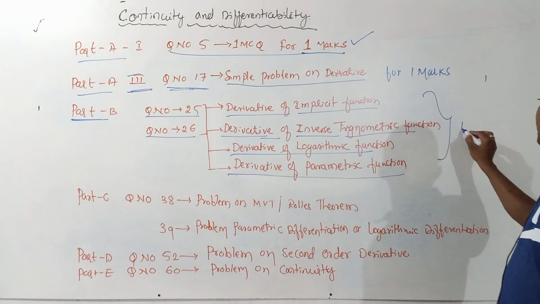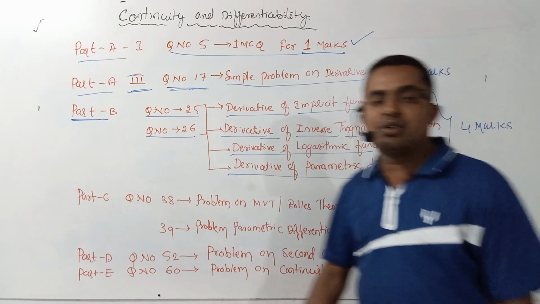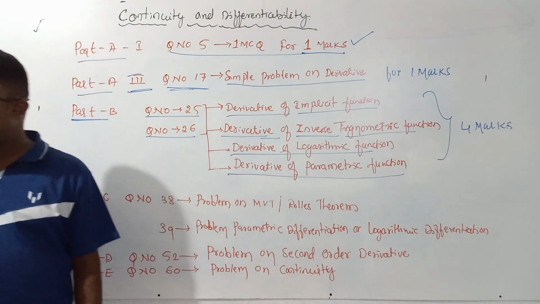Here you will get 4 marks in part B, because each question carries 2 marks. 2 questions means totally 4 marks.